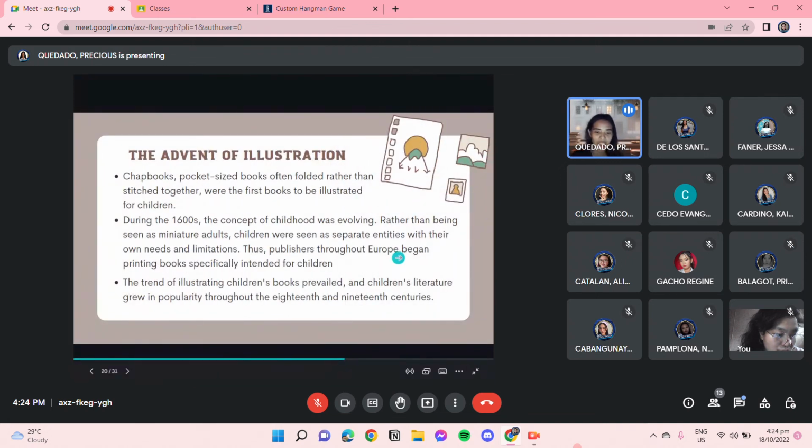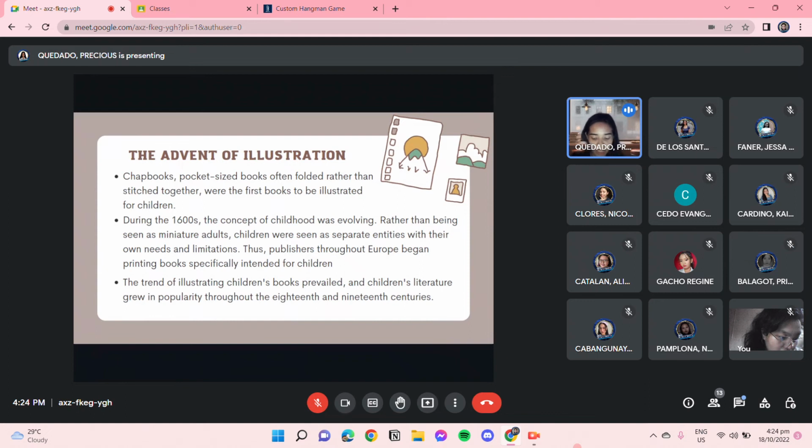So after the emergence of oral tradition, we have the advent of illustration. As we heard earlier from Miss Kirsey about the illustration, the picture books, this has something to do with that. So let's start. Chapbooks were pocket-size books, often folded rather than stitched together. As we know, right now we have books that are hardbound, softbound, but as you can see, they were just folded before. There was no stitching or binding. It's just folded. So these were the first books to be illustrated for children.